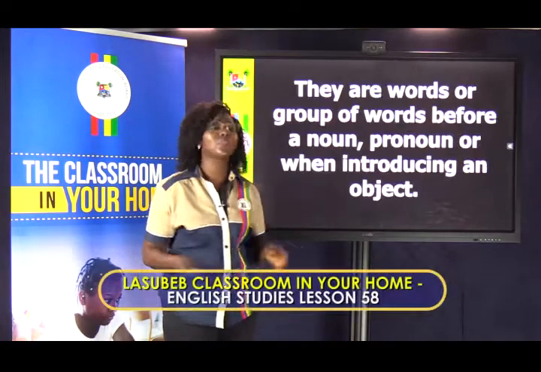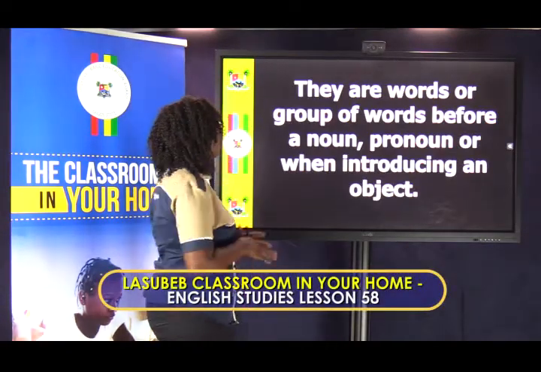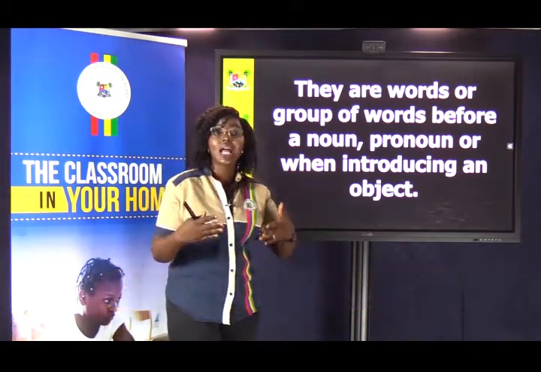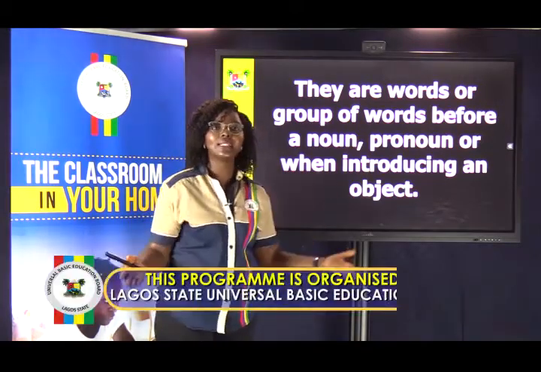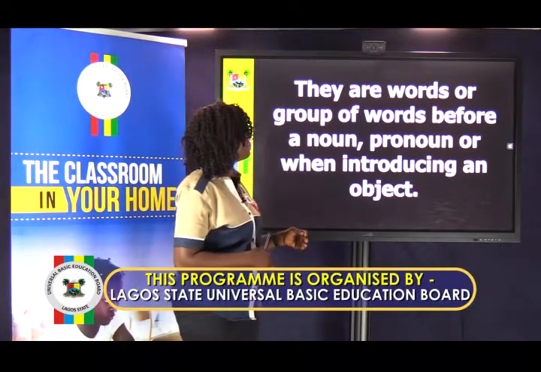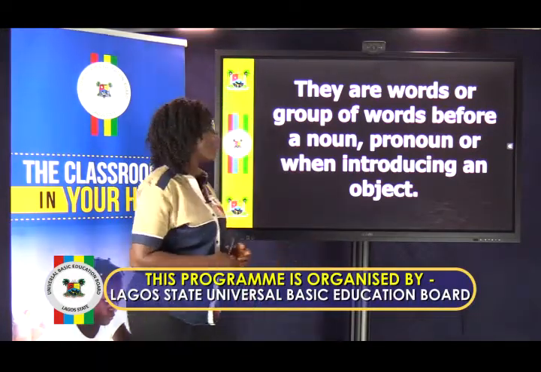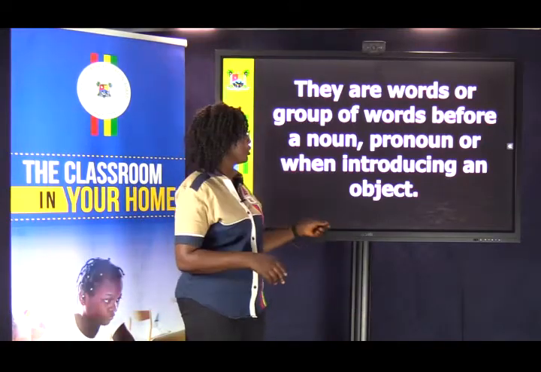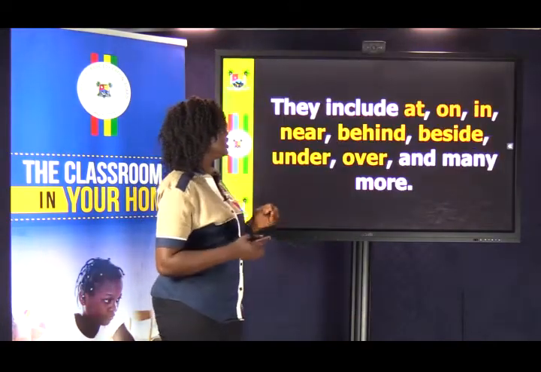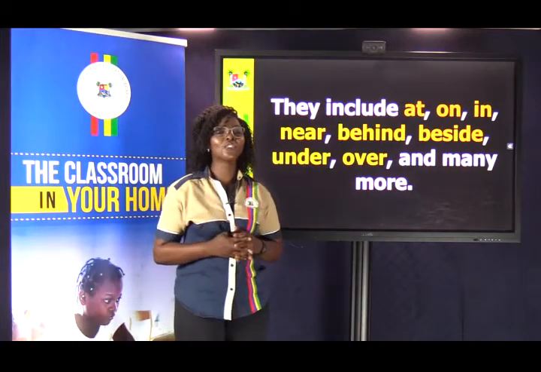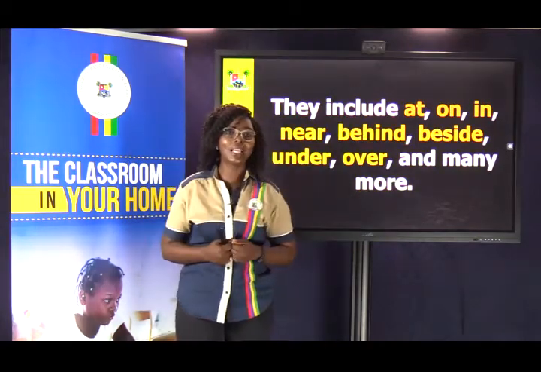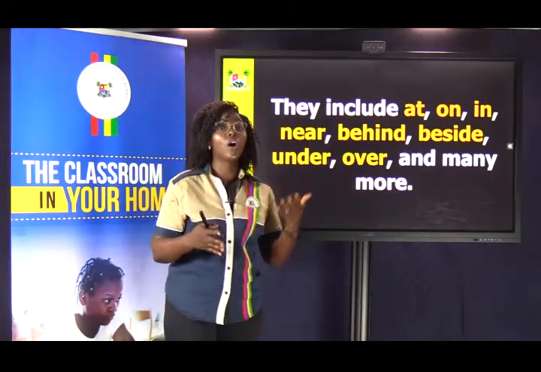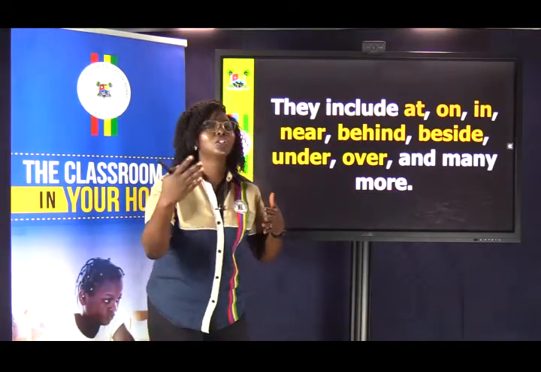We use preposition. And also, there are words or group of words before a noun. Now we are looking at how we can identify them in sentences. Before a noun, pronoun, or when introducing an object, we can get the preposition. That is just a little trick to it. We move to the example now. I'm sure by now it will make sense. Let's look at those examples. Don't forget, we said prepositions are words used to describe what? Used to describe things.